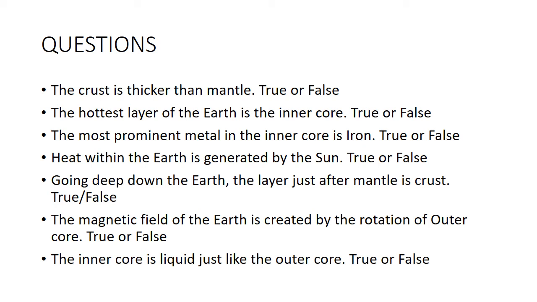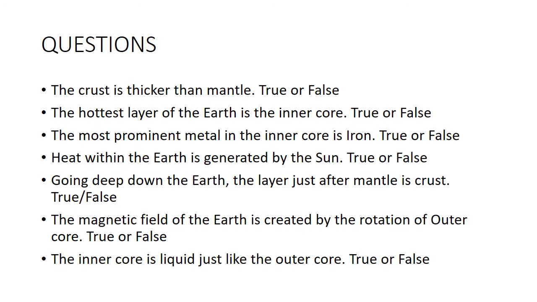Now, the hottest layer of the earth is the inner core. True or false? That's true, with a temperature of about 5,000 degrees Celsius. The most prominent metal in the inner core is iron. That is true. It is mostly iron. Heat within the earth is generated by the sun. That is false. It's generated by radioactive elements within the inner core.